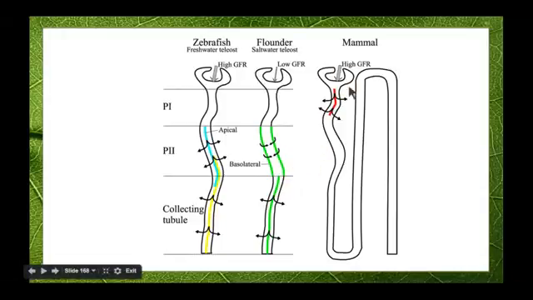Our mammal here, we can see there's a vast difference in the length of the nephron between the mammal and the two different types of fish. Same as our freshwater fish, our mammals have a high glomerular filtration rate. So the blood passes into the glomerulus under high pressure, allowing those substances to be filtered properly.